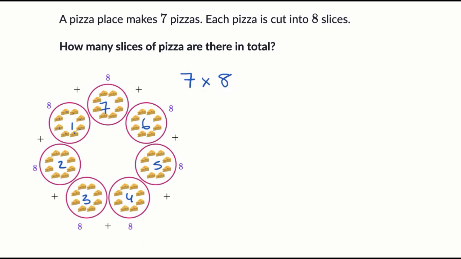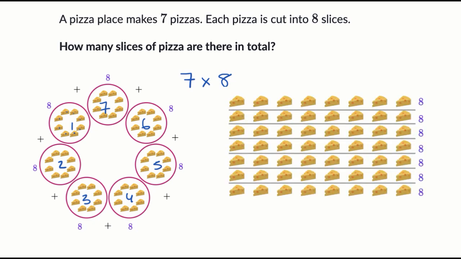Now, another way to think about it is you could think about each of those pizzas generating 8 slices. That is 8 slices, and there's 7 pizzas. This is the first pizza, gets these 8 slices, second pizza, these 8 slices, all the way to the 7th pizza. Now, how many total slices are there?